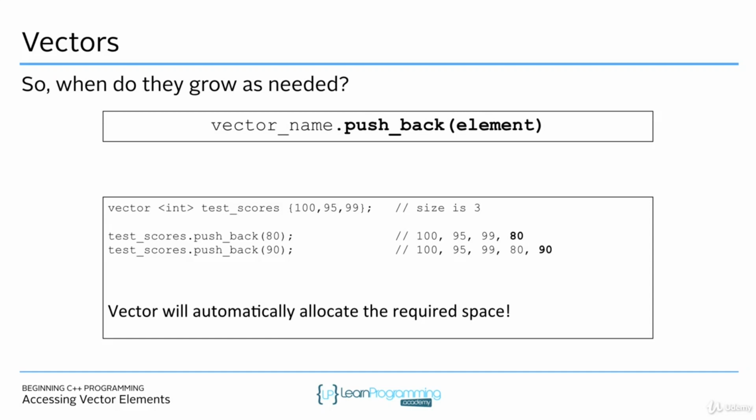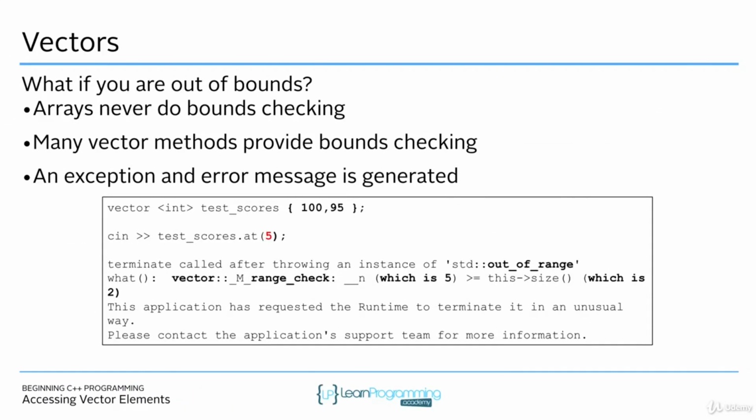Okay, but what happens if you're using at or some other vector method and you go out of bounds? Let's see. If you go out of bounds and you're using a method that does bounds checking, C++ will throw an exception. That's the jargon used to say that an exceptional condition has been encountered and the program can't continue. An error message is displayed and the program will terminate. This is a good thing. Now you have an error message that tells you what the problem was and you can fix it.